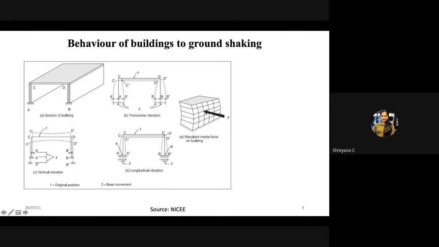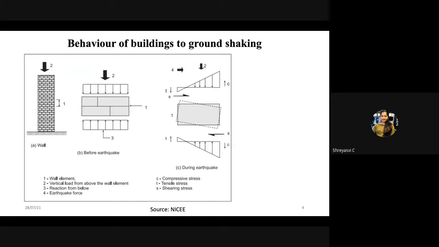So obviously the mass of the building, which acts as an inertial force, is the resultant for the acting lateral load. Similarly, if we consider a freestanding masonry wall, here, if you see the first figure, it is just subjected to a gravity loading. And obviously there will be some sort of tension and compression developed in these systems.